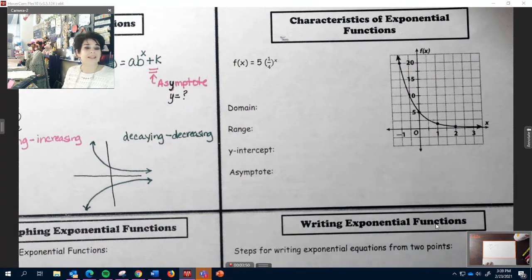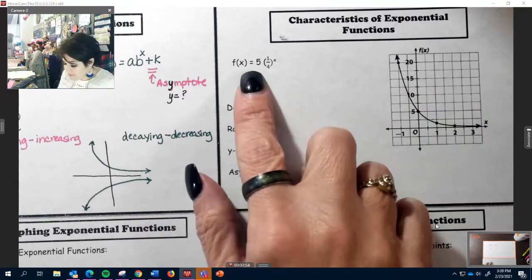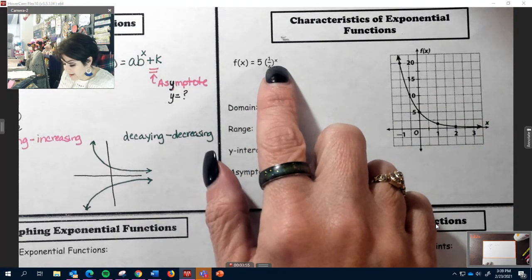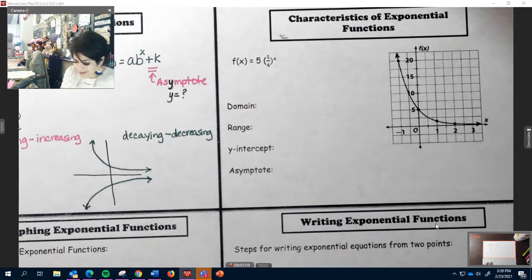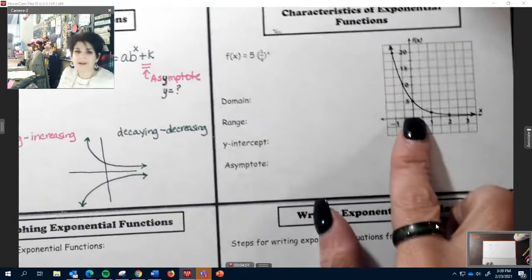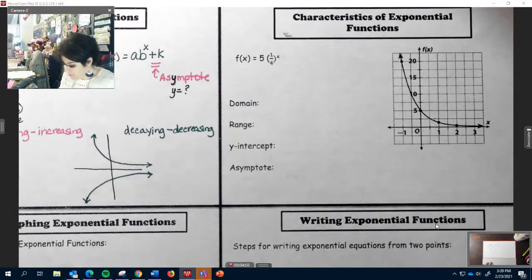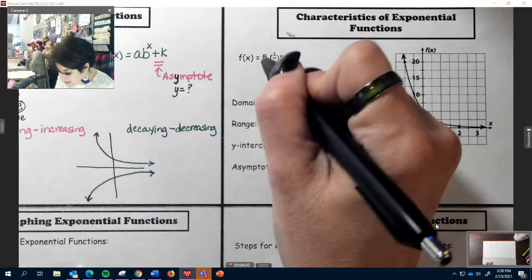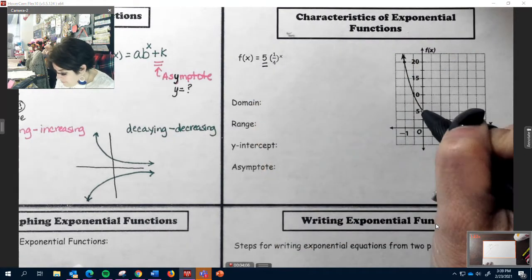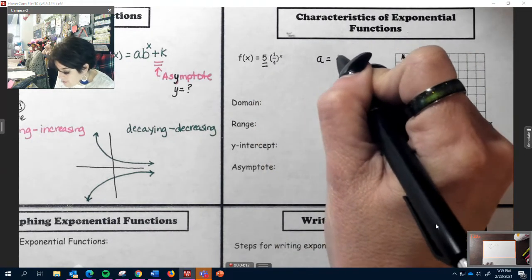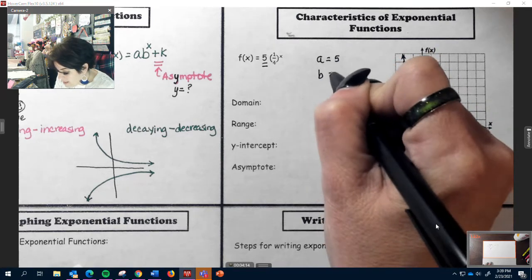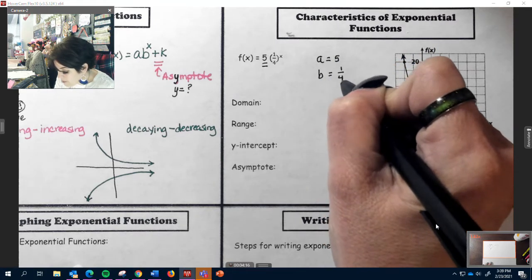So let's just take a second and let's just graph it. Let's talk about the characteristics of the graph. So here's my graph, 5 times 1/4 to the x power. Let's see. I'm just going to plug that in. Oh, I don't even have to. I've already got a graph of it. So here's the graph. So let's look at a couple of things. The starting amount is 5, which is right here. So I could say that a equals 5. The b value is 1/4.